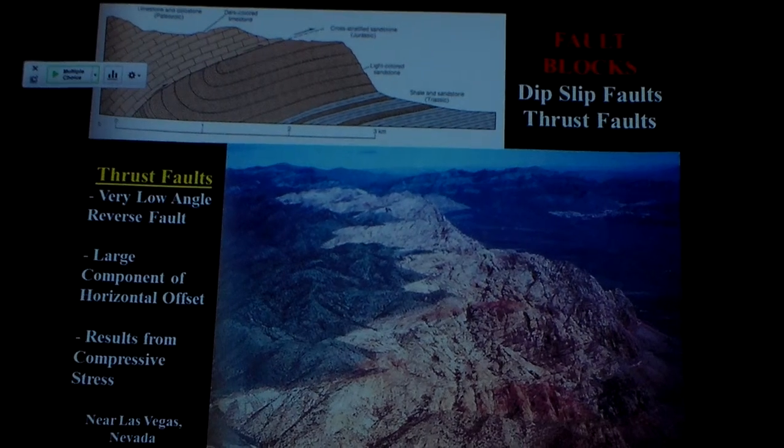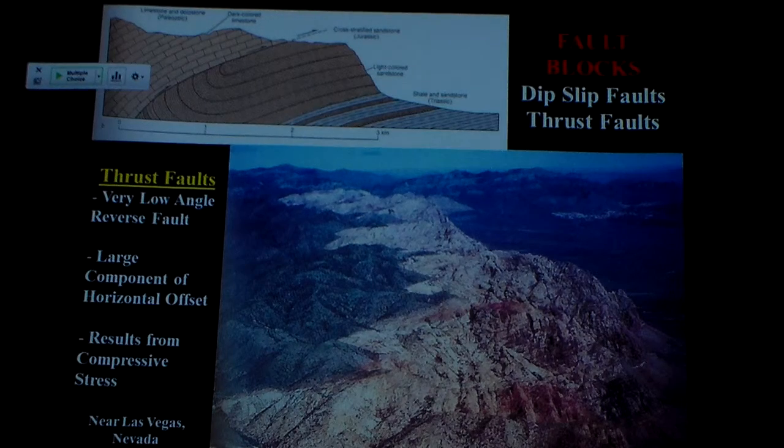This is the big fault that runs just to the west of Las Vegas. It's in the Red Rocks area. So you go out to Las Vegas and you kind of see this valley. Well, this makes up the west edge of that valley system. It's this big giant thrust moving toward Las Vegas.